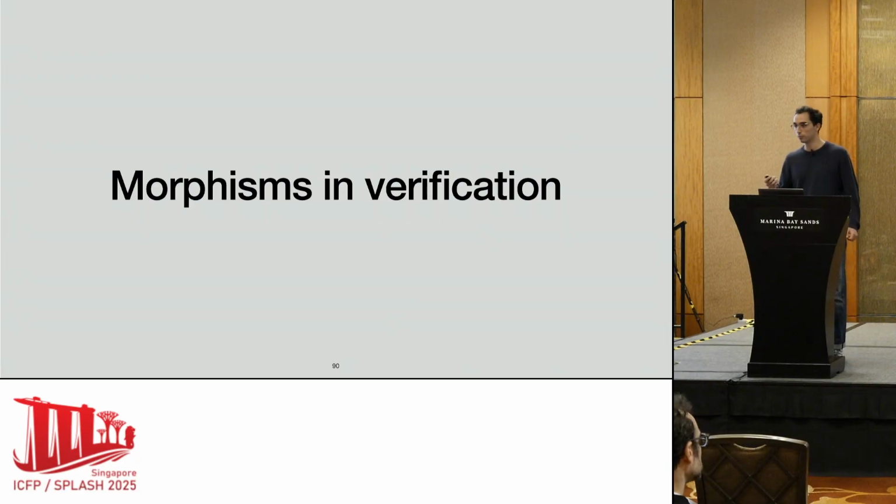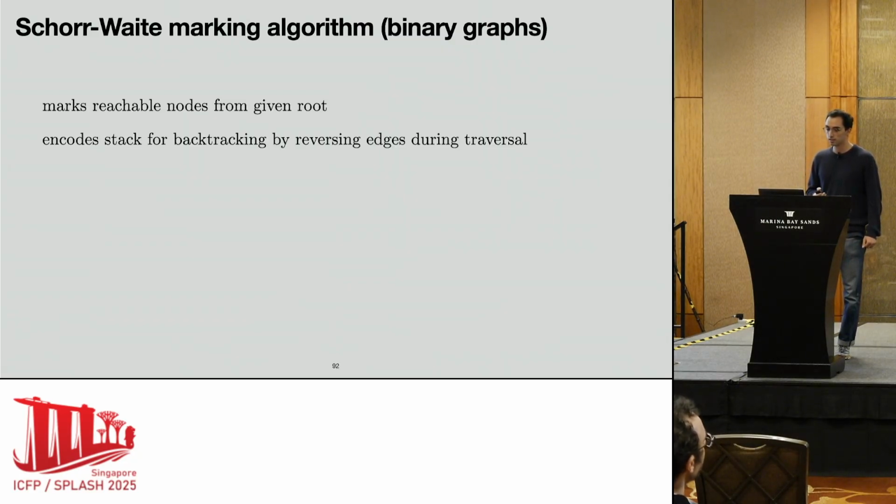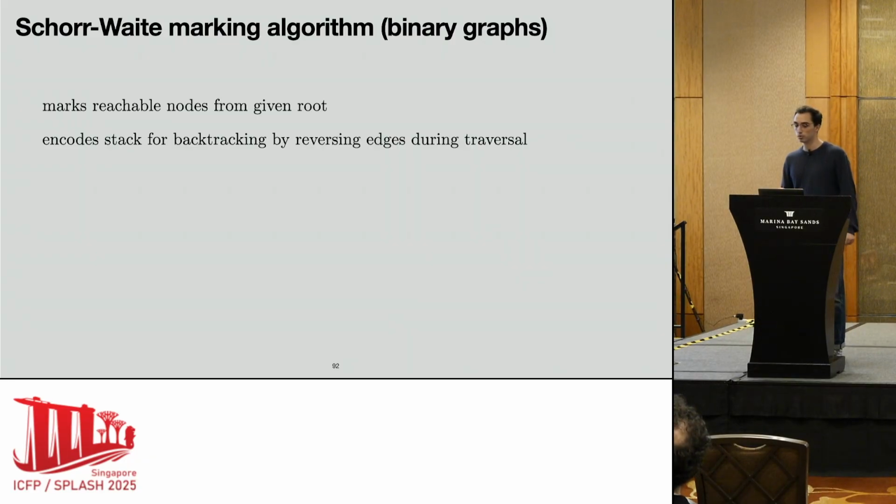algorithm in terms of morphism so that this pattern can actually apply. And this is what we do precisely for the case of the Schorr-Waite graph marking algorithm. This algorithm marks reachable nodes from a given root. And the interesting part is that it encodes the stack for backtracking not as a separate structure, but by reversing the edges of the graph itself during the traversal.